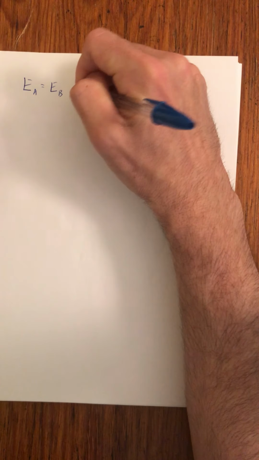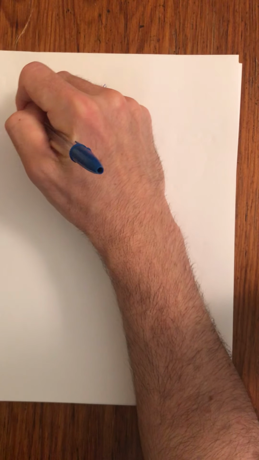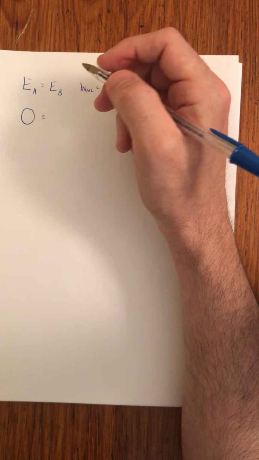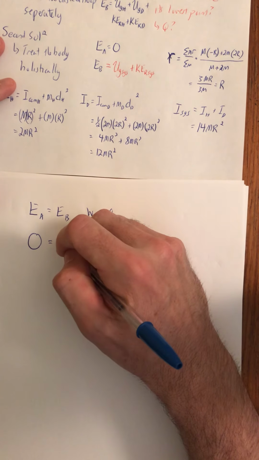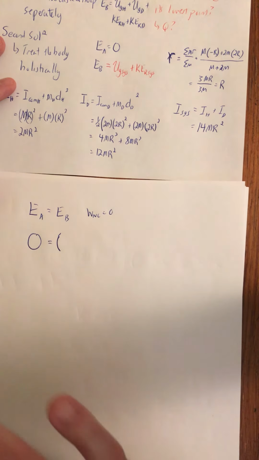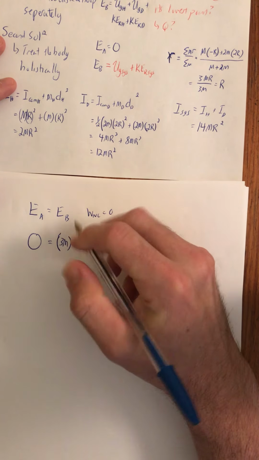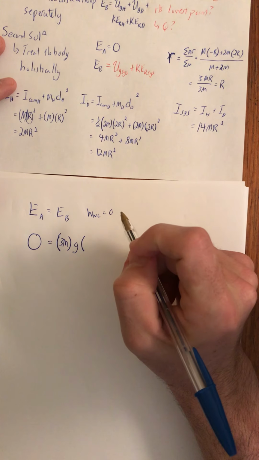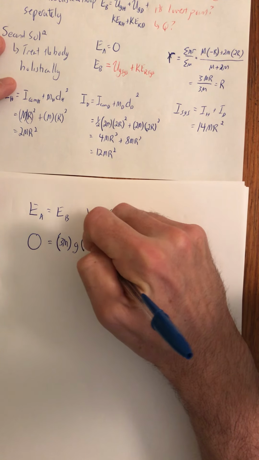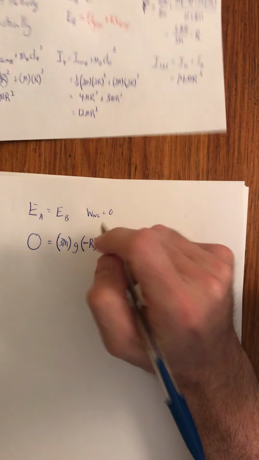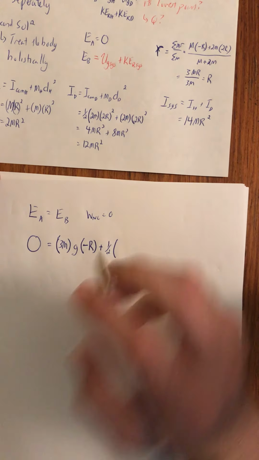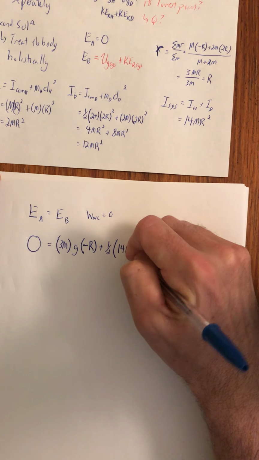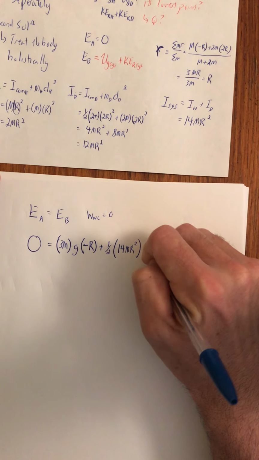Look how simple this is. EA is equal to EB, because work non-conservative is 0. EA is still 0, so this becomes the potential energy of the system, right? So that's going to be the mass of the system, because I'm treating the whole thing like one object, so that's 3m g, and then it's where is the center of mass term, and that center of mass term is negative r below the UG is equal to 0 line, right there. Plus 1/2, and then I of the system, which we found to be 14mr squared, and then omega squared.